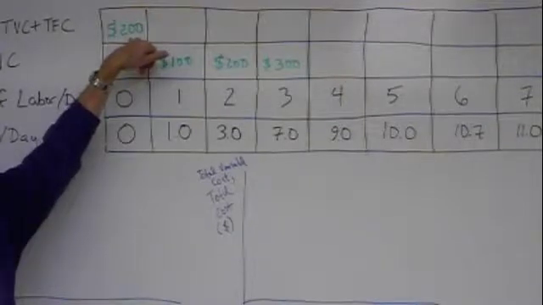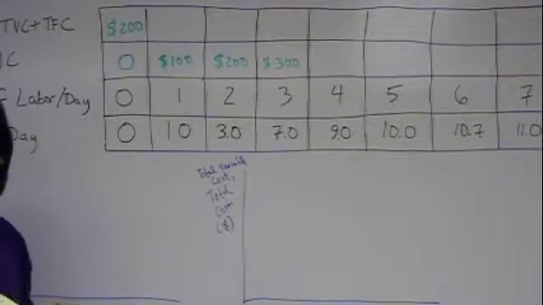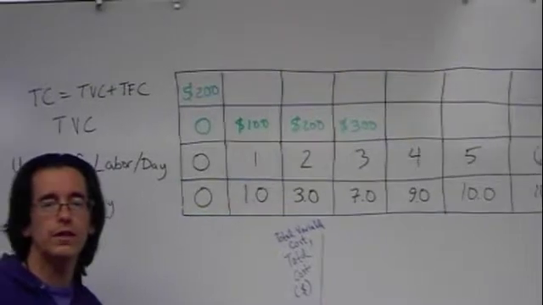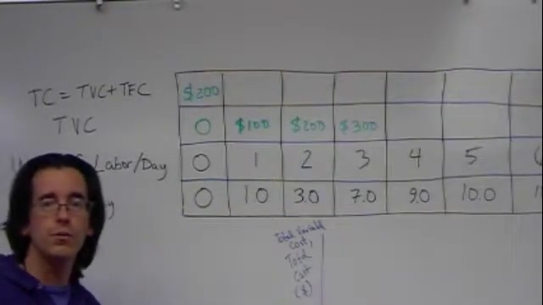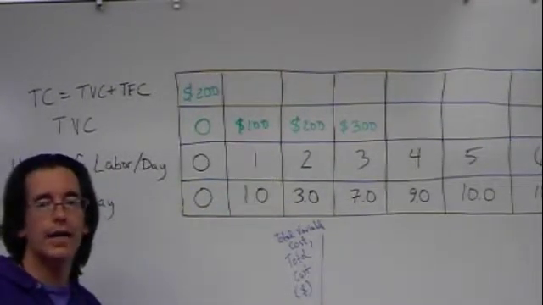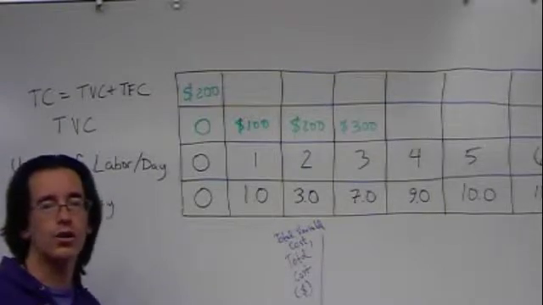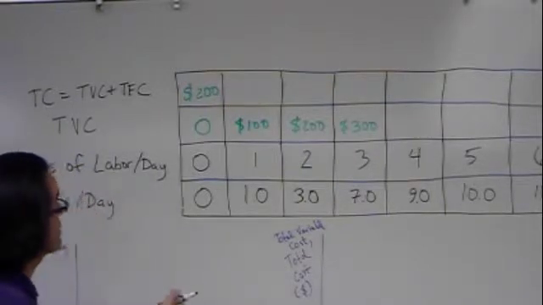An example of a fixed cost could be a mortgage, it could be the salaries you pay to administrative people, it could be the rent you pay on land. Again, all these are costs which are incurred regardless of the level of output.